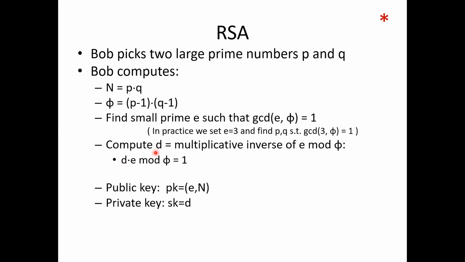The multiplicative inverse has this property, right? That inverse multiplied by E mod phi gives you unity. That's the definition of multiplicative inverse. And the public key is a pair of the exponent and the modulus. The private key is this D. You don't have to remember phi. You used it to create this exponent, this value D, but you can discard it after generation.